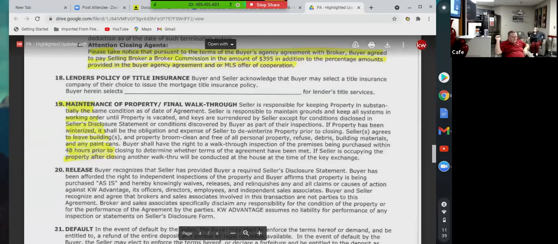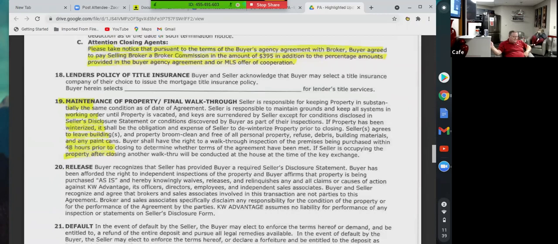Maintenance of property, number 19, final walkthrough. We kind of combine this for a couple different reasons. Seller is responsible for keeping property in substantially the same condition as the date of this agreement. Seller is responsible to maintain grounds and keep all systems in working order until property is vacated and keys are surrendered by seller, except for conditions disclosed in seller's disclosure statement or conditions discovered by buyer as part of their inspections. If property has been winterized, it shall be the obligation and expense of sellers to de-winterize the property prior to closing. Seller agrees to leave buildings and property broom clean.